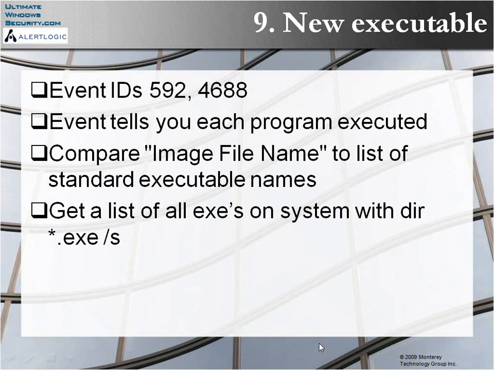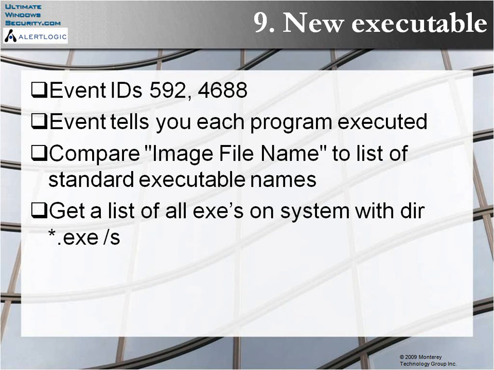Now here's one I really, really love, and that is a new executable. What we're looking for is to have an alert the first time we see any program executed that's not on our list of known standard executables. What event are we going to use for that? Well, it'll be 592, 4688. Those events are logged every time any process is run. Anytime you run an executable, you'll get that event.